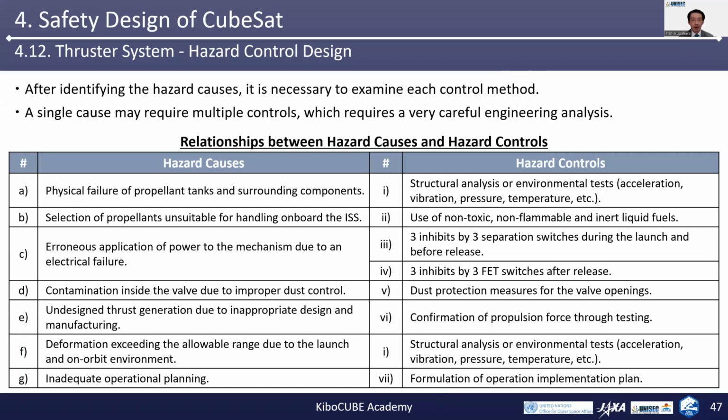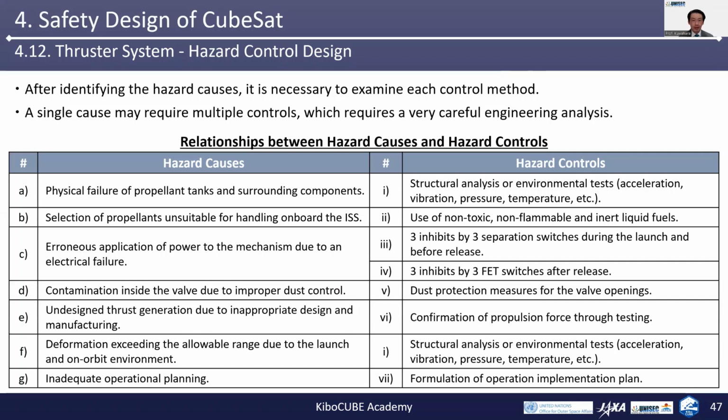The controls for erroneous application of power to the mechanism due to an electrical failure can be 3 inhibits by 3 separation switches during the launch and before release, and 3 inhibits by 3 FET switches after release. So 2 controls. The control for contamination inside the valve due to improper dust control can be dust protection measures for the valve openings.